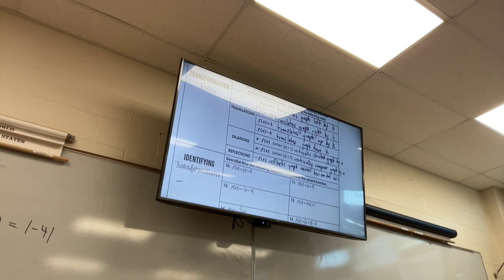Alright, so I'll give you a couple seconds to write all that down. It's kind of a fire hose of information. Alright, hopefully we'll process it better when we look at these example problems down here.